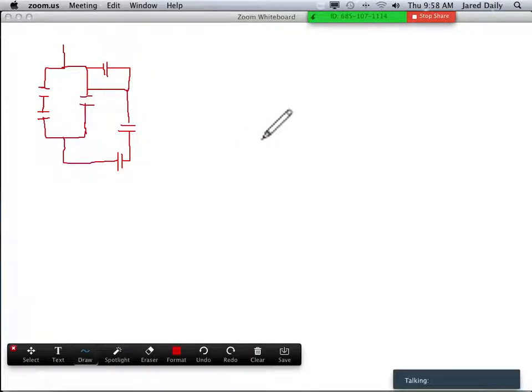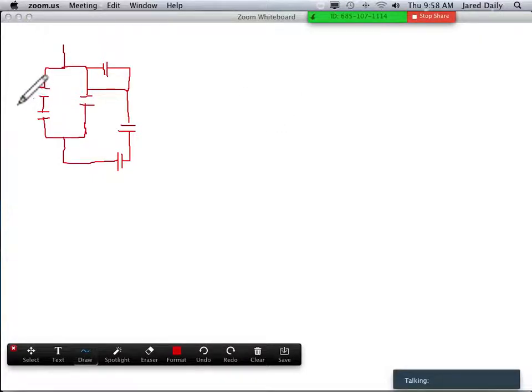So the trick here is to figure out which capacitors are in series. Because if they're in series, then we can combine them to make a new capacitor. And then hopefully we'll get rid of all the ones in series, which is the hardest thing to do first. And then anything left will either just be by itself or in parallel. And parallel, that stuff's easy to deal with. So we start off by figuring out which ones are in series. So are there any capacitors that are in series in this drawing?